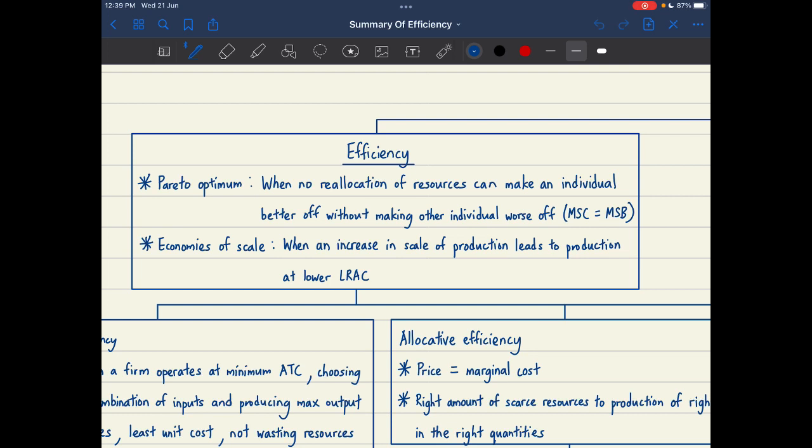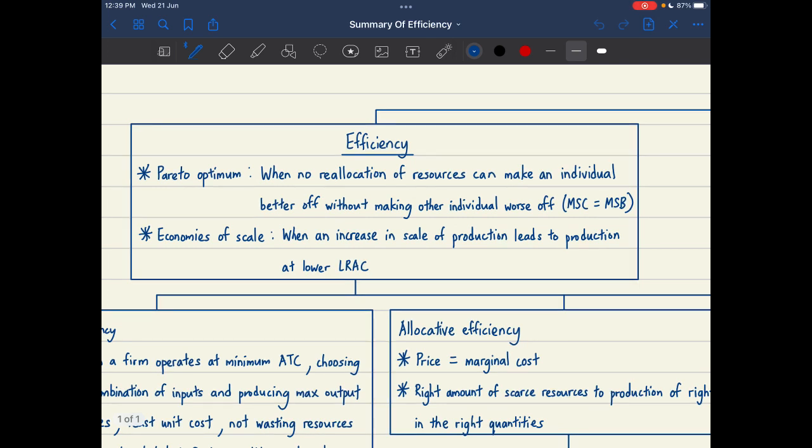Economies of scale is when there's an increase in the scale of production. This will lead to production at a lower LRAC, which means that if I were to expand my production, say create another factory, then I can produce more goods. At the same time, I can produce the goods at a lower price. Let's say I were to sell the item at $20, but because I expanded my production, I can sell that particular item for $10. This would be a higher economies of scale. So I can produce more things at a lower price.